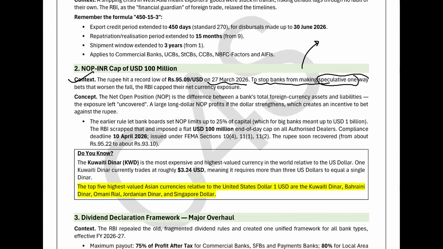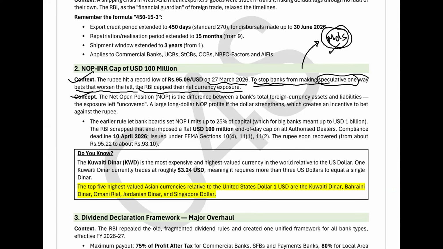अच्छा, you all have not attended my full-fledged RBI course. मैंने वहां पर finance के portion में MDS समझाया, that is money demanded on speculative behavior. It is inversely dependent upon interest rate. And interest rate is decided by what? Bank. ठीक है? So interest rate has a relation with money demanded on the speculative side. मैं अब बस आपको hint दे रहा हूँ, how to think with this static subject. तो स्टॉप इसलिए यहाँ पर लिखा हुआ है: to stop banks from making speculative one way bets that worsen the fall. The RBI has capped their net currency exposure.